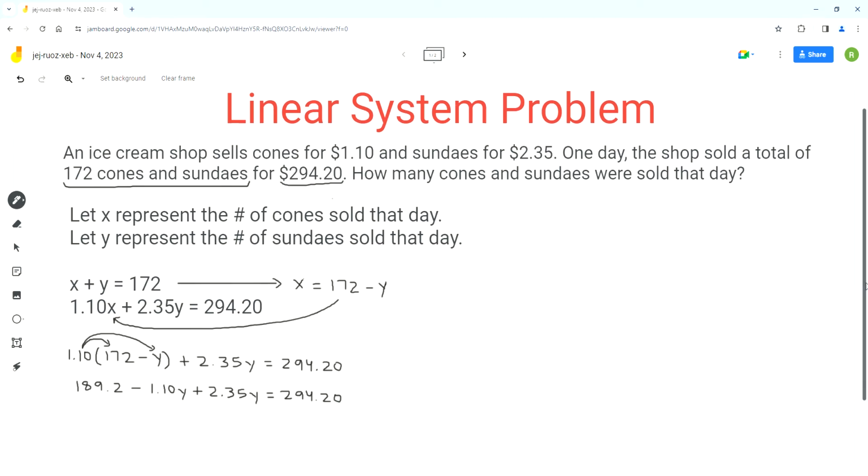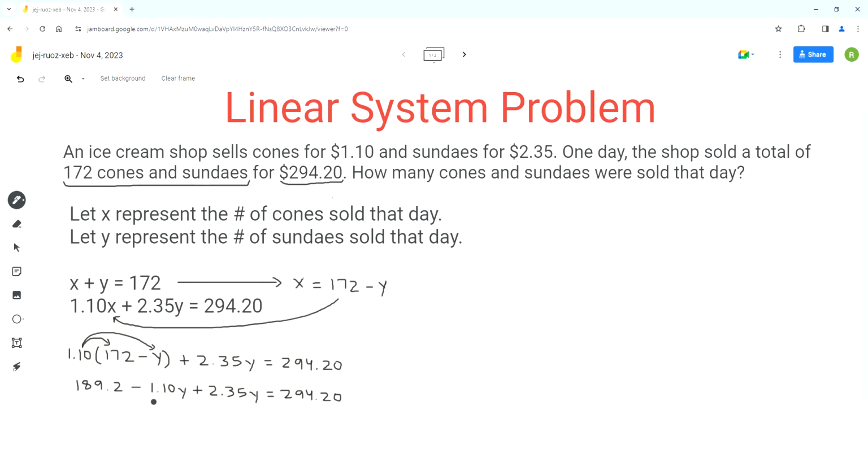Now we can combine the like terms. So on the left side, these y terms are like terms. So we can combine them by combining their coefficients. So we have to do minus 1.10 plus 2.35. So 189.2 stays the same, and then I get plus 1.25y equals, so on the right side we still have 294.20.